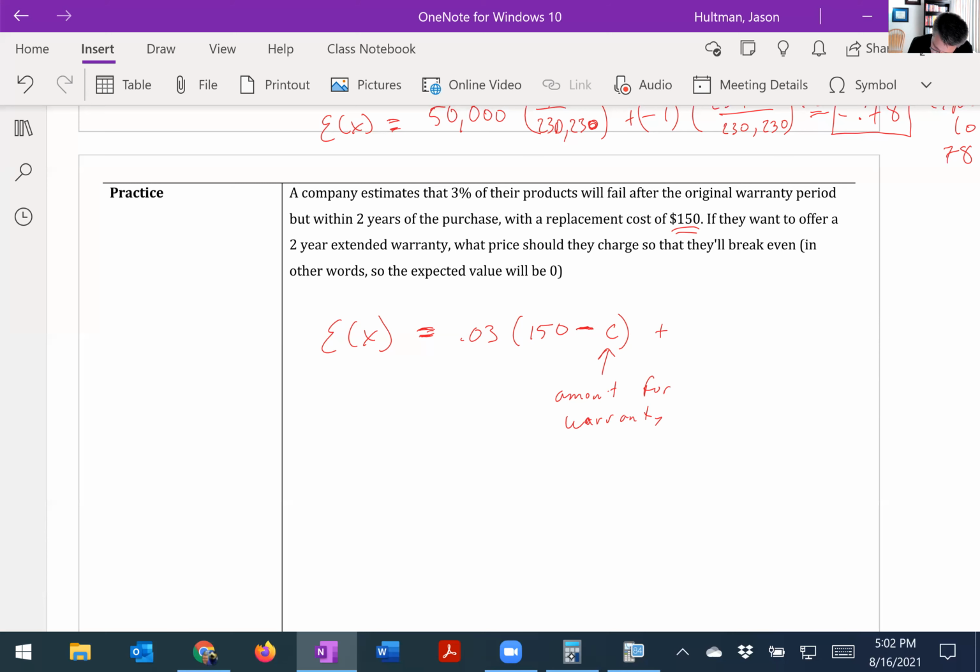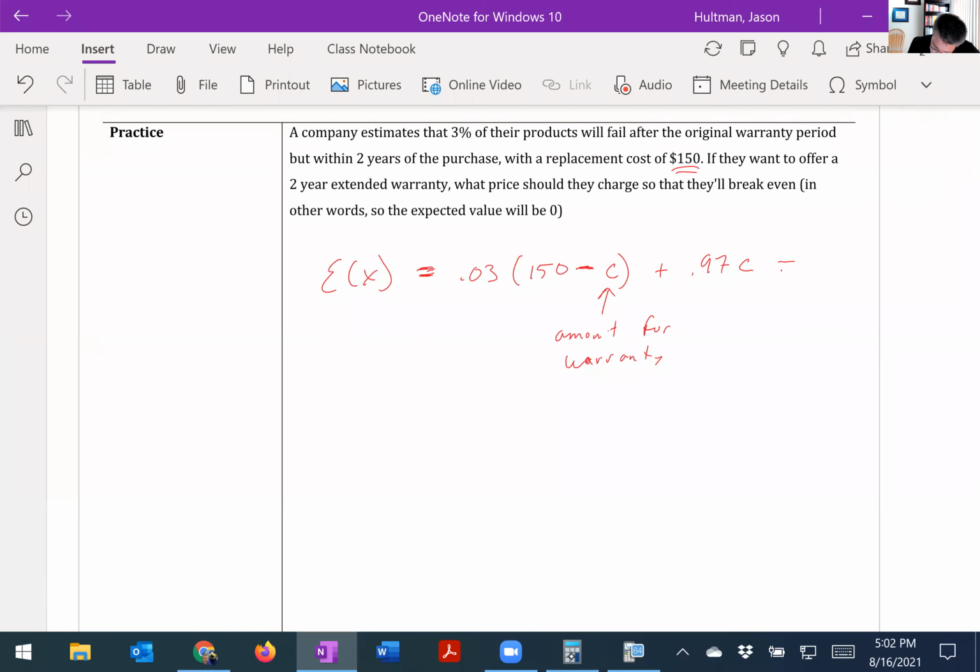Okay, plus 0.97 of the time, they're just going to collect my money. So they're just going to get my C here. They're going to collect my money. Okay, and we want this to be 0, right?